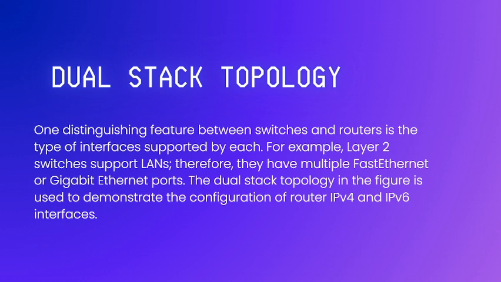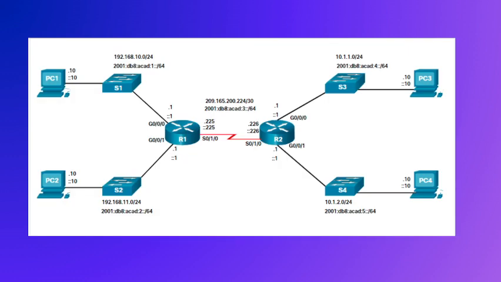So, dual stack topology. One distinguishing feature between switches and routers is the type of interface supported by each. For example, Layer 2 switches support LANs, therefore they have multiple Fast Ethernet or Gigabit Ethernet ports. The dual stack topology in the figure is used to demonstrate the configuration of router IPv4 and IPv6 interfaces. So in the dual stack topology, devices and network infrastructure support both IPv4 and IPv6 protocols. So here is the picture of the dual stack, R1 and R2.